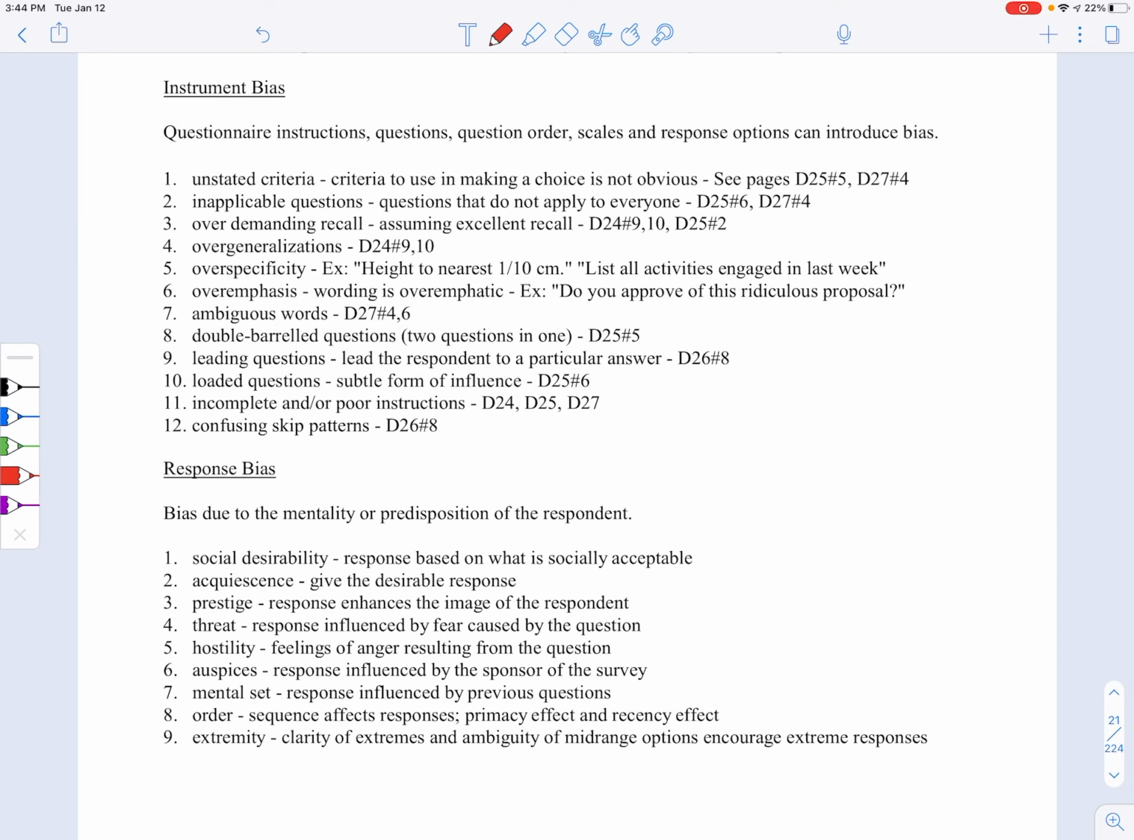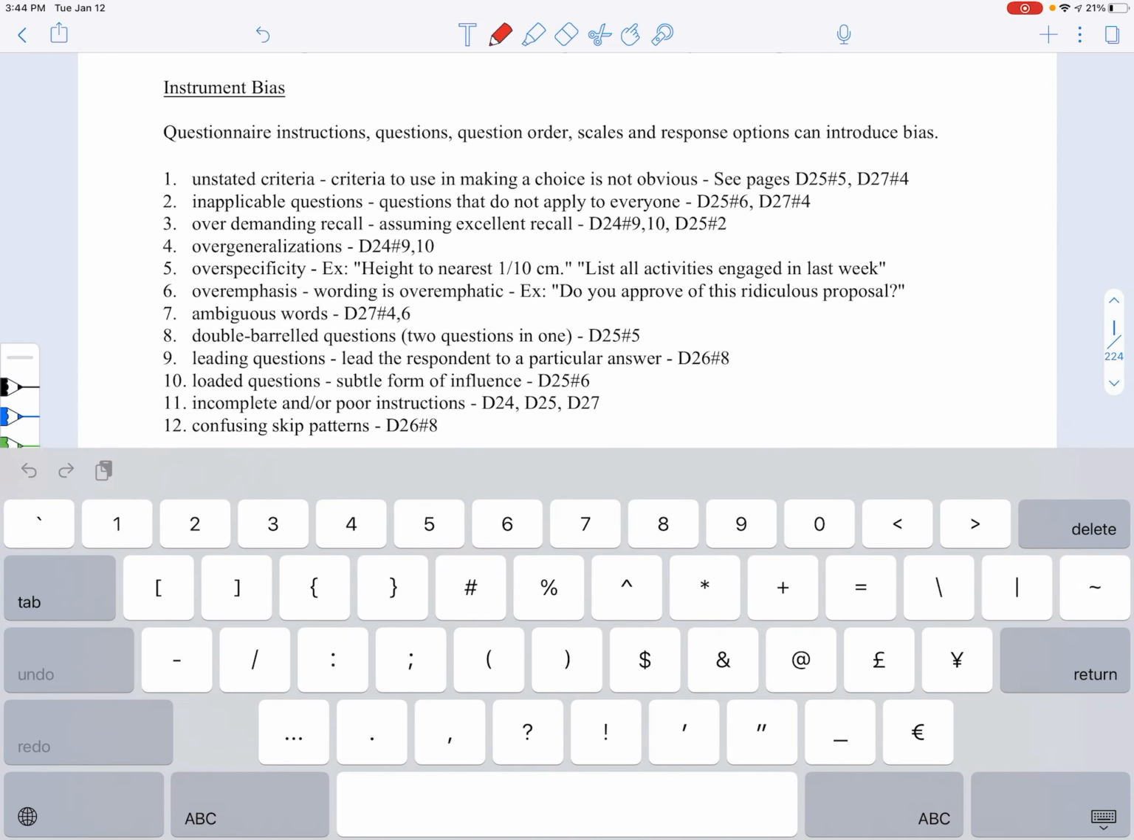So what I'm going to do is read the first one here, and then we're going to jump to page D25, number 5, and we're going to stay around those pages. I've got a paper copy of these 12 points, so I'll just read them out, and then we'll jump to the next one and so on. So we're not jumping back and forth here. The first one is unstated criteria. This is where the criteria used in making a choice is not obvious. And so we're going to take a look at page D25, number 5 for that one.